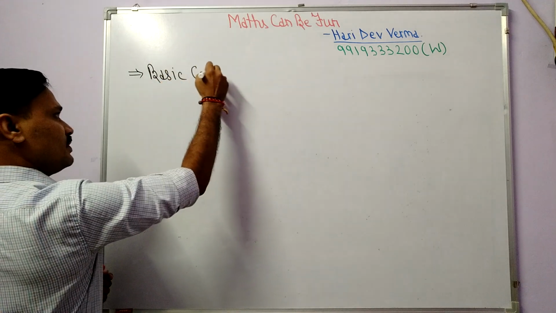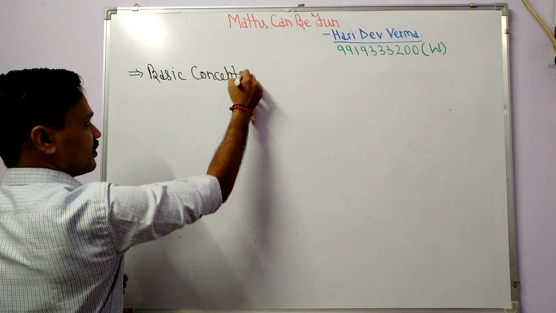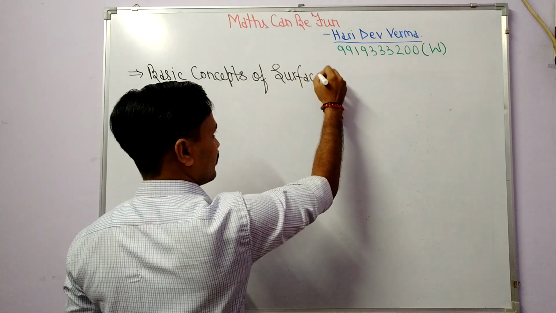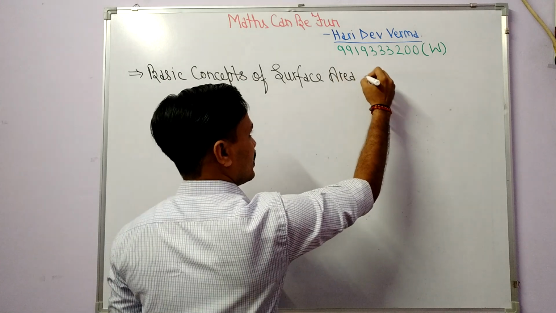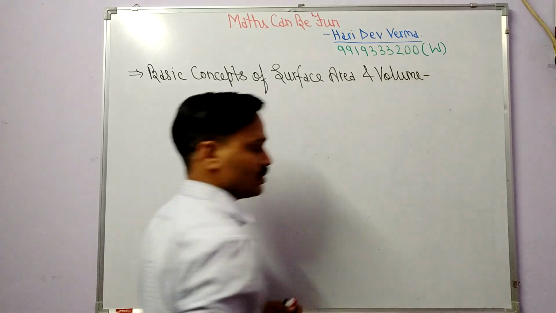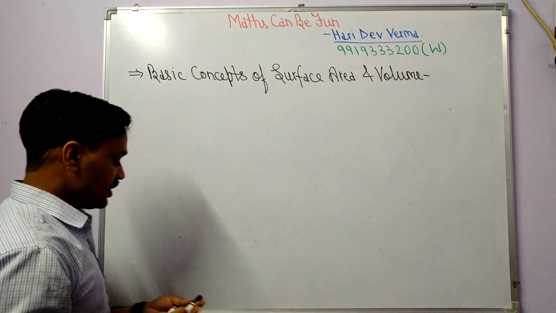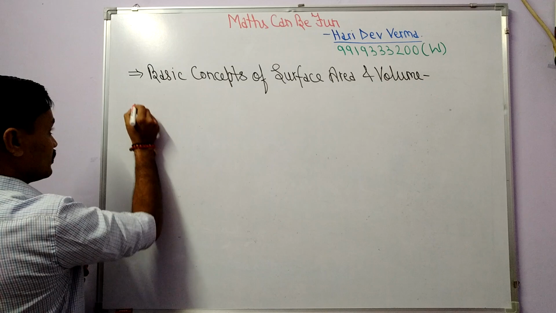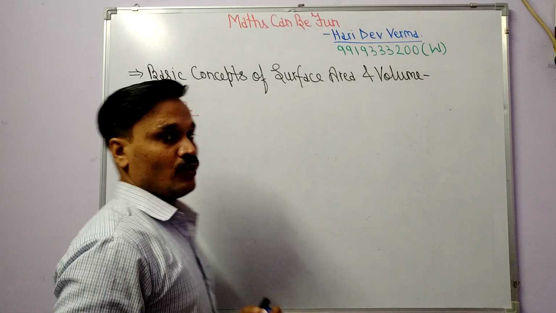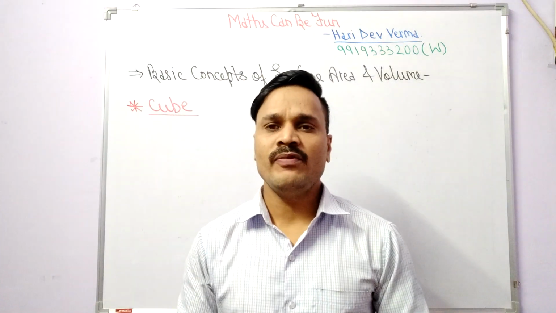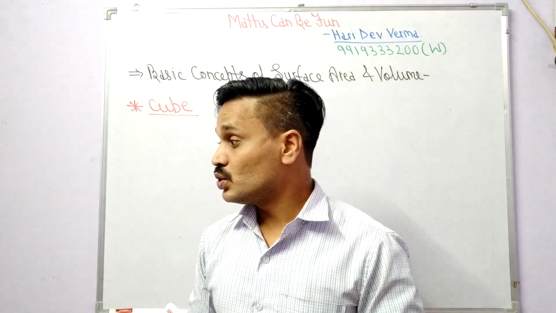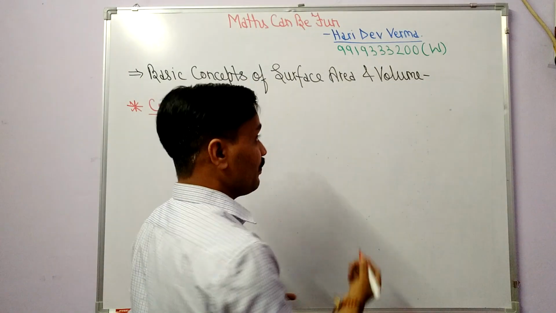Basic concept of surface area and volume. So first of all, we will discuss cube. So what is a cube? Cube is made up of squares. A plane figure is a square. We will take 6 squares to make a cube.